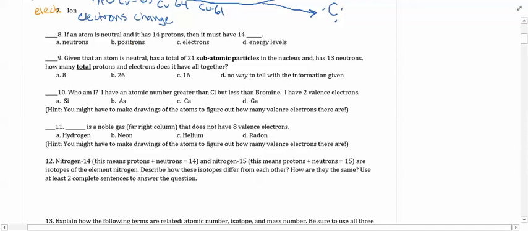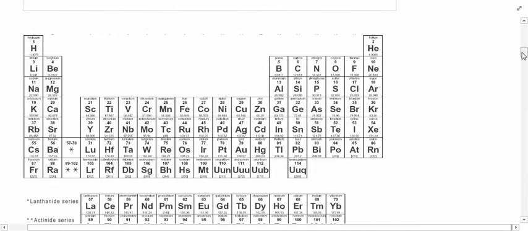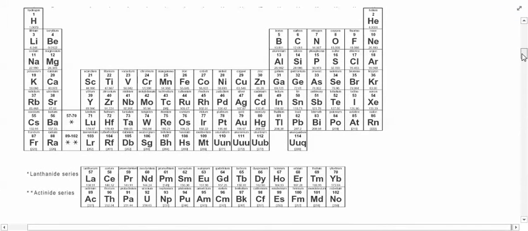This is the Unit 7 study guide answer key for questions 8 through 13. For these questions, you're going to want to have a periodic table handy. I've got one that I'm going to scroll to here at the bottom of the video, but probably these numbers are going to be way too small for you to see on the screen, but I will be using this to point out how I'm answering these questions.